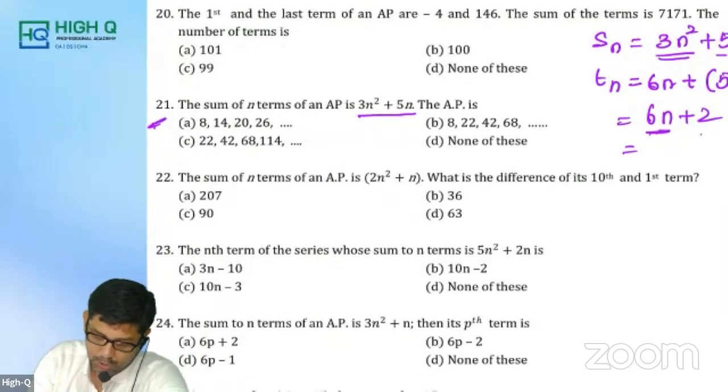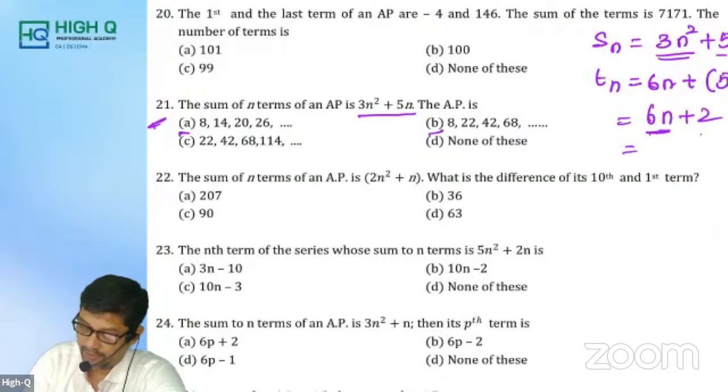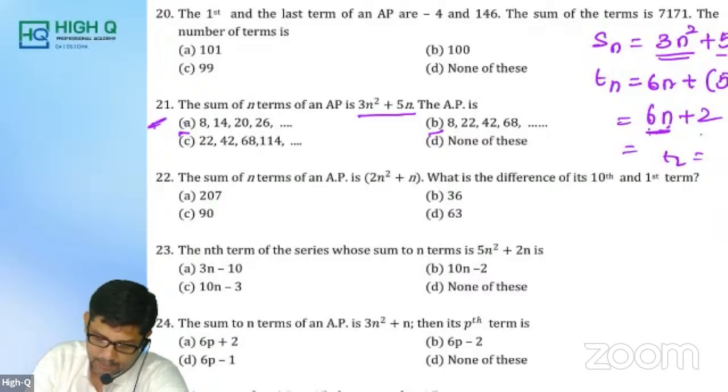Sir, there are two options that start with 8. Fine. Find T2. 6 2s are 12, 12 plus 2 is 14. So option A.